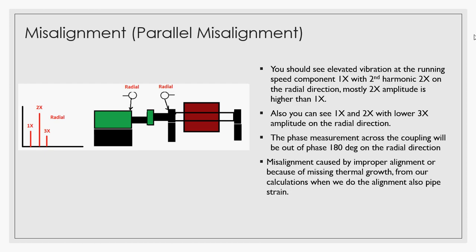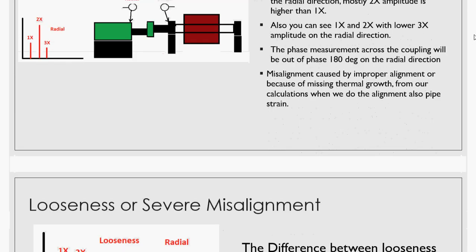In this case, the phase measurement across the coupling will be out of phase 180 degrees but in the radial direction, not on the axial. The misalignment can be caused by improper alignment, or by missing thermal growth in our calculation when we do the alignment job, or also by outside sources like pipe strain.